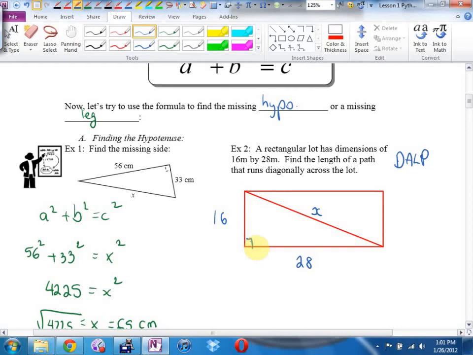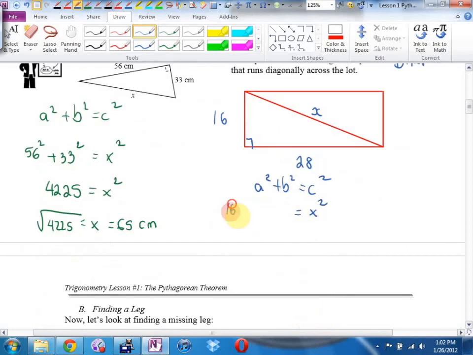Am I being asked to find the hypotenuse or a leg? Hypotenuse. So I'll write down a squared plus b squared equals c squared. c squared is x squared. This is going to be 16 squared plus 28 squared. Find x. I'll do it up here quietly, but see if you can do this on your calculator on your own too.